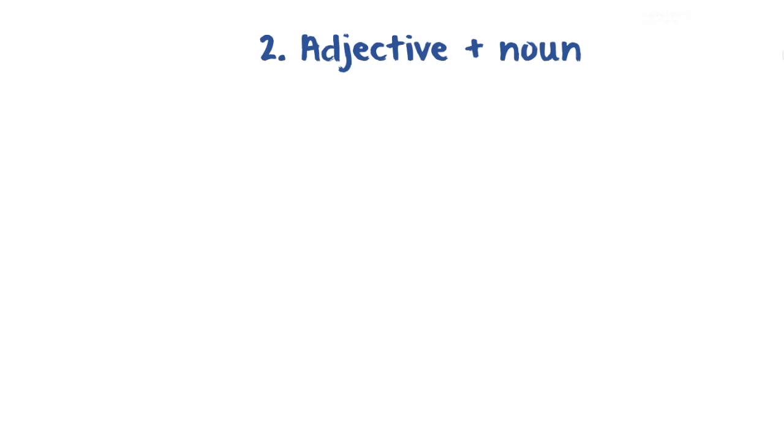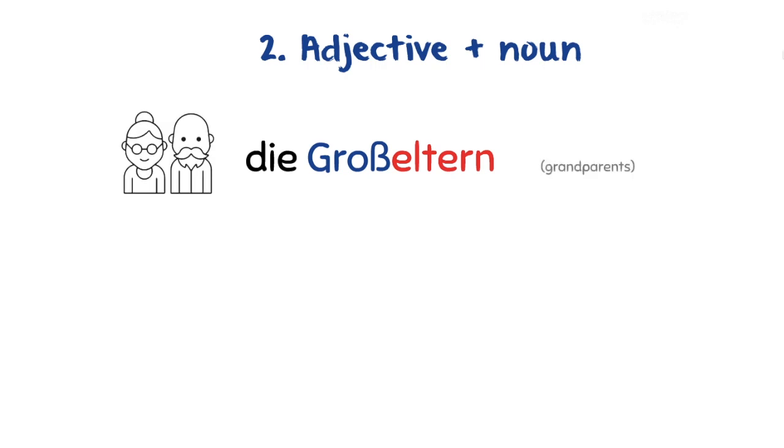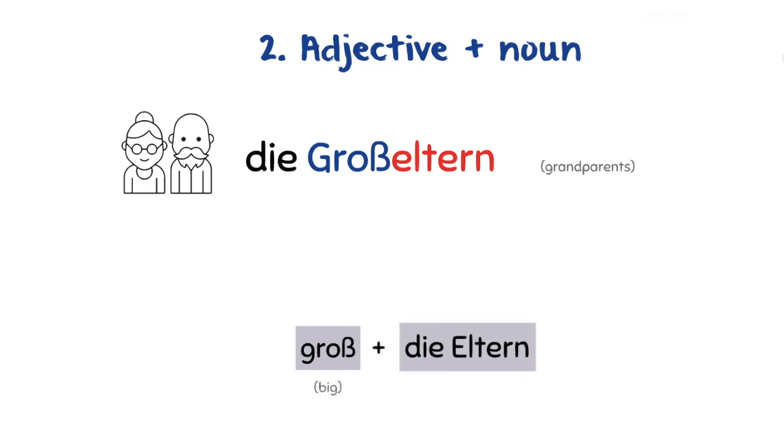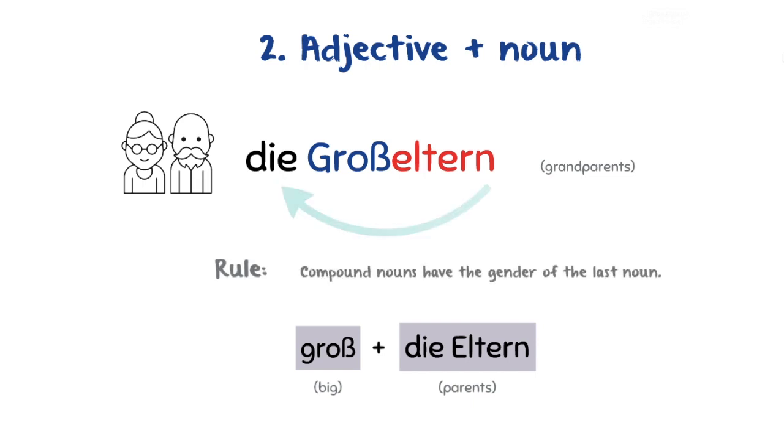Let's have a look at the second case, adjective plus noun. Here we have the word die Großeltern, which can be translated as the grandparents. Groß can be translated as big, and die Eltern are the parents. Remember the rule: compound nouns have the gender of the last noun, therefore Eltern, die Großeltern.